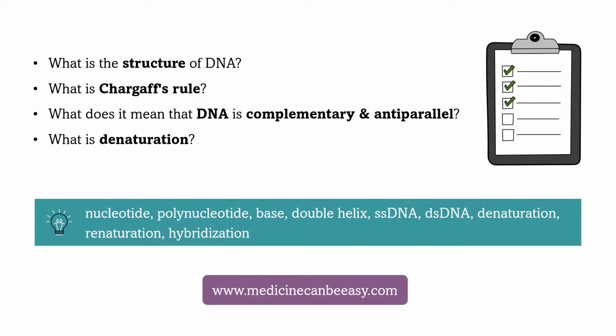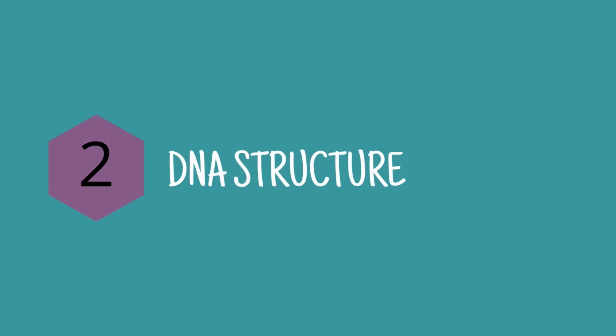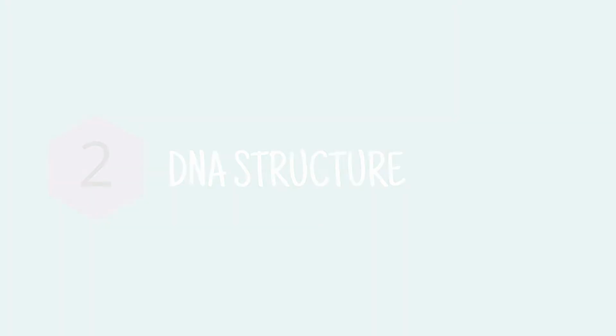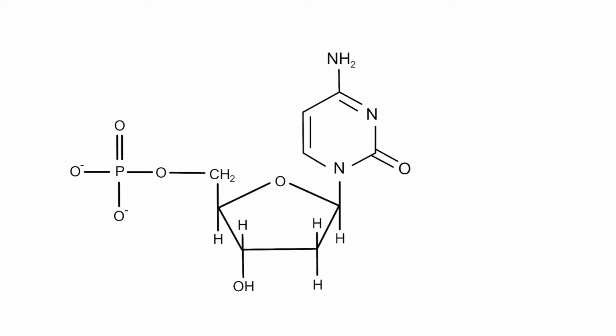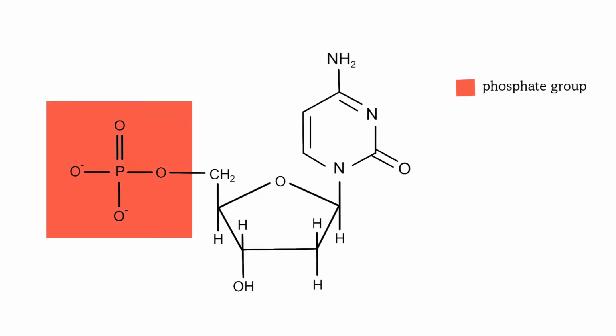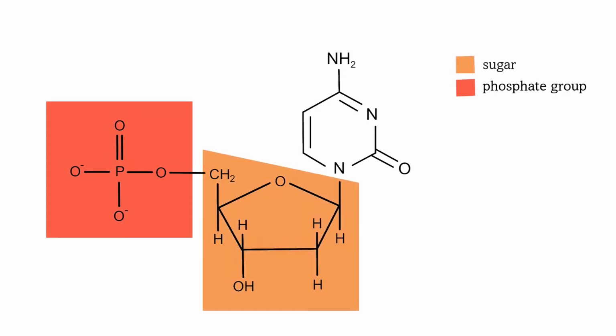Okay, so that's it for introduction, and now let's take a look at DNA's structure. Here in this picture, you can see a part of DNA. You can see that DNA consists of three basic components: a phosphate group, a 5-carbon sugar, and a cyclic nitrogen-containing compound which we call a base.